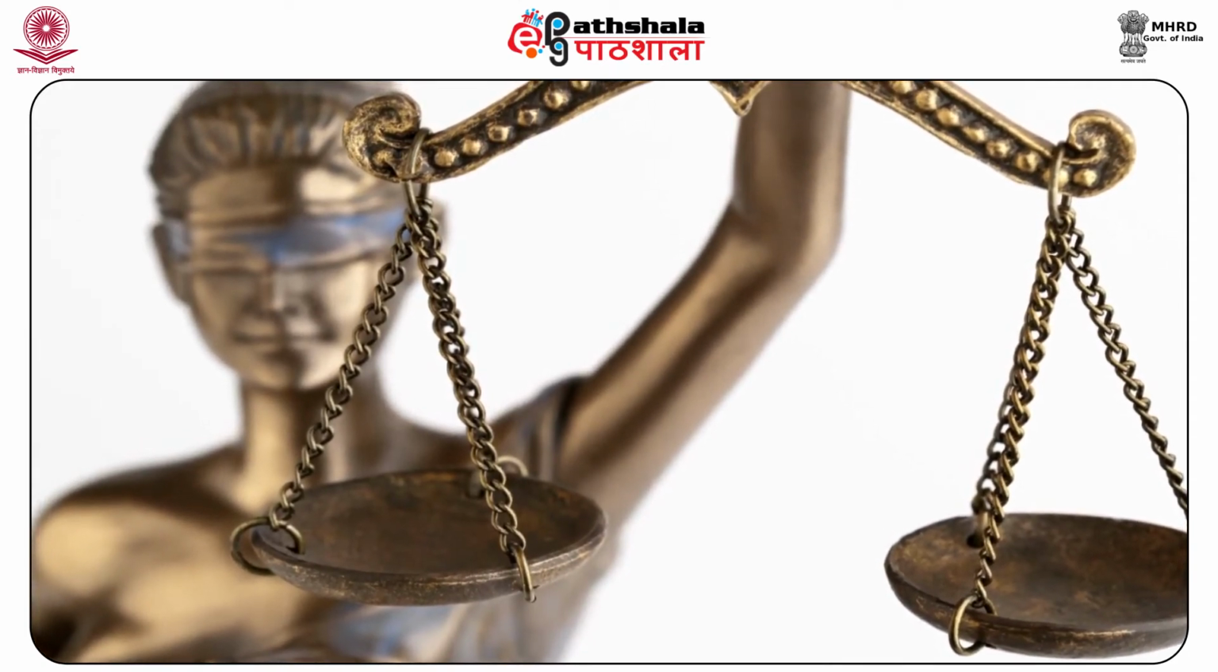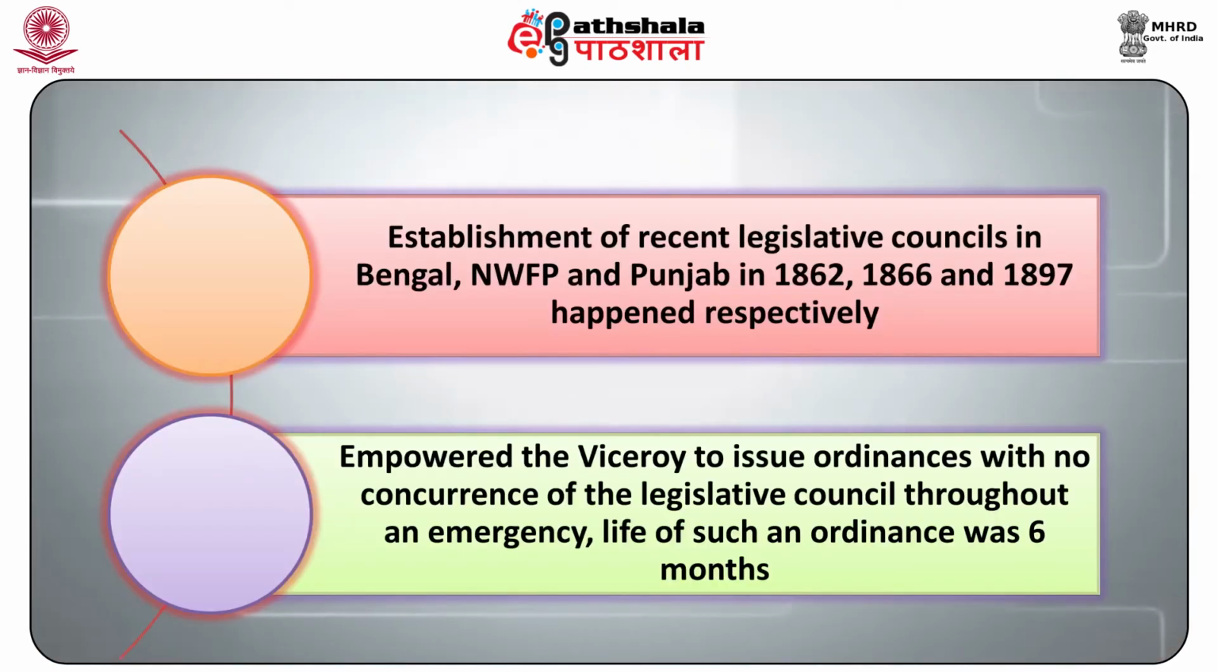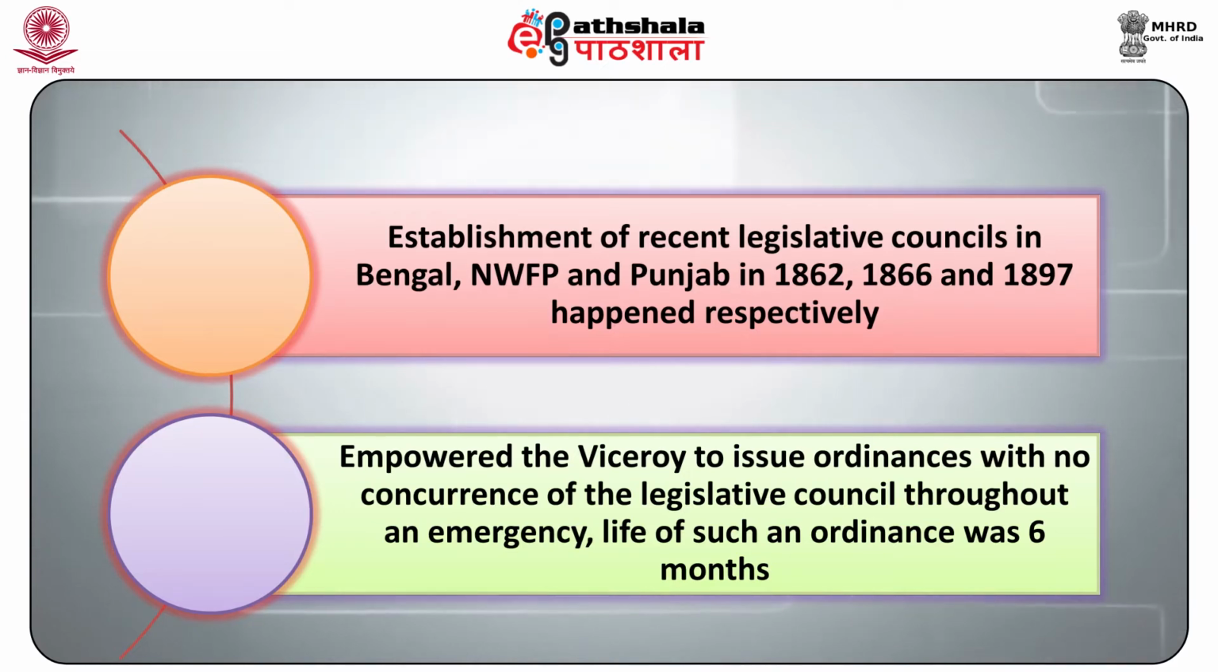Decentralization of legislative powers took place. The establishment of new legislative councils in Bengal, North-West Frontier and Punjab happened in 1862, 1866 and 1897 respectively. It empowered the Viceroy to issue ordinances without the concurrence of the Legislative Council during an emergency. The life of such an ordinance was 6 months.